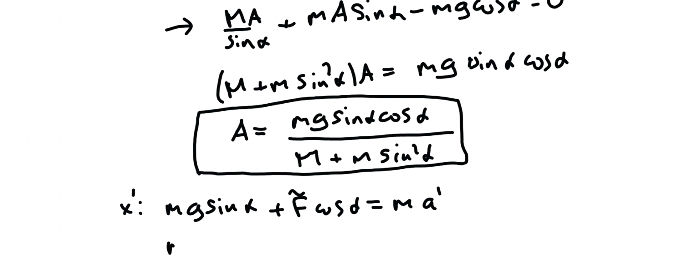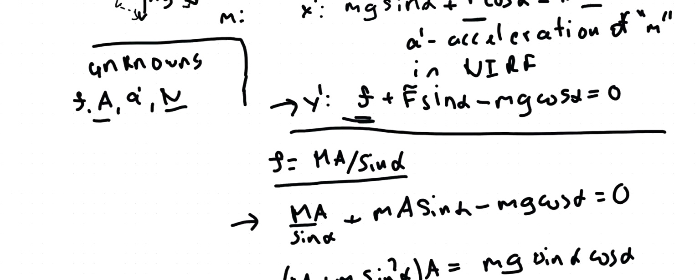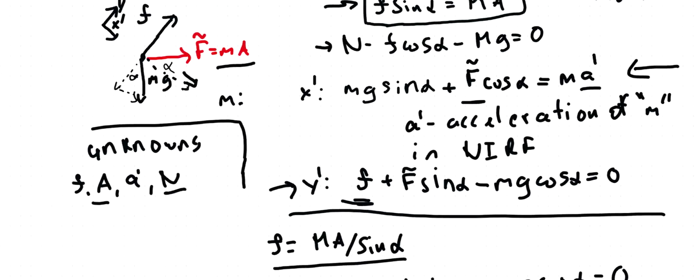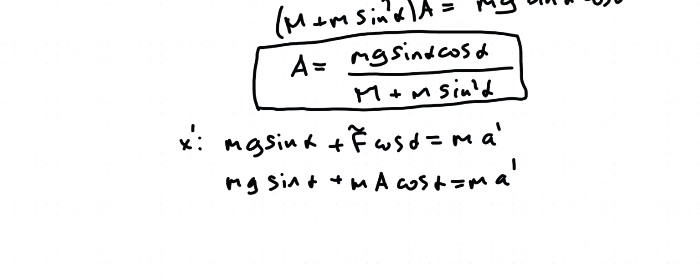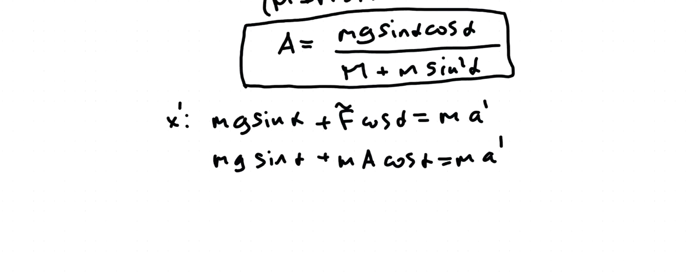mg sine alpha plus m times capital A cosine alpha is equal to m times A prime. I just made a substitution. Remember, F tilde was defined here like this. F tilde was m times capital A. Okay, and going further, but first of all, we can cross out all the m's here. Okay, and so we actually have the result for A prime if you want.